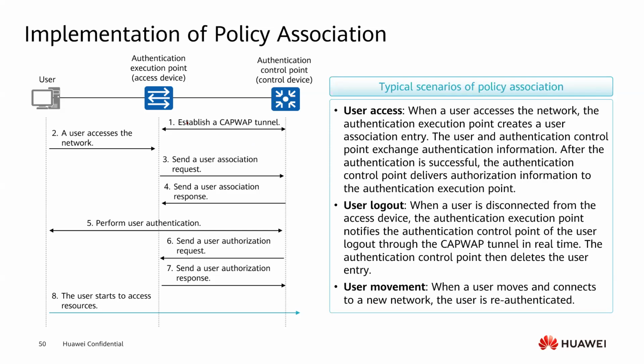And this is the whole process. First, the control device and access device establish the tunnel, and then when detecting the access of a new user, the access device will create a user association entry to record basic information such as the user and the access device. It will first create an entry for the user and the interface.